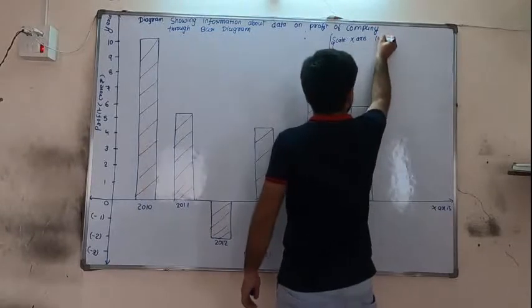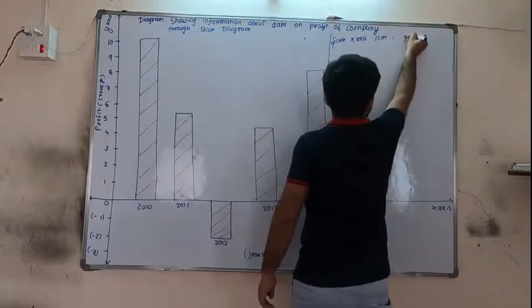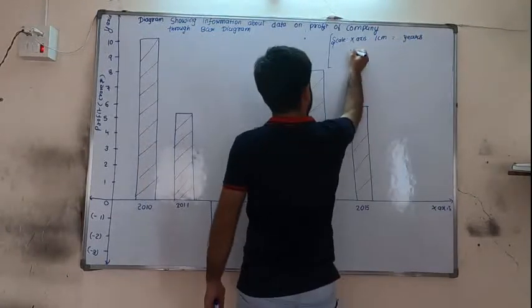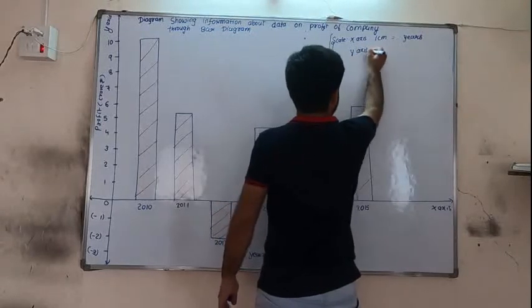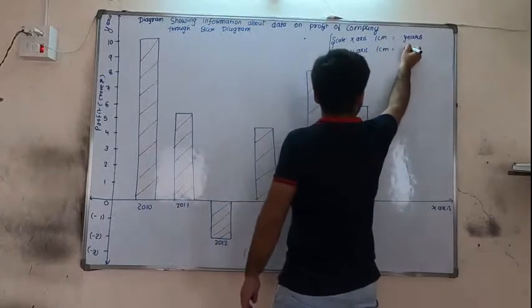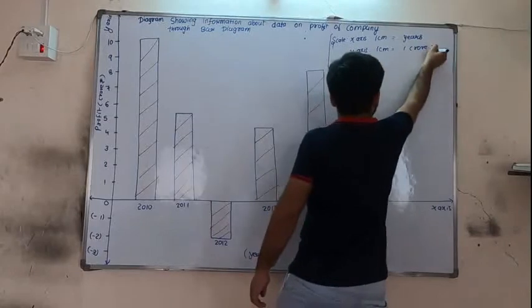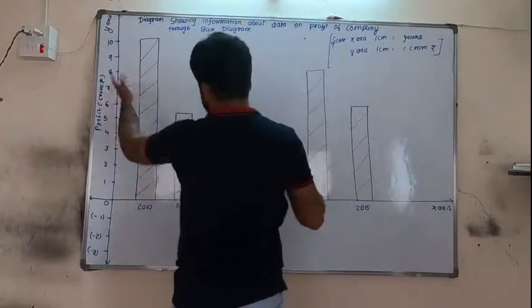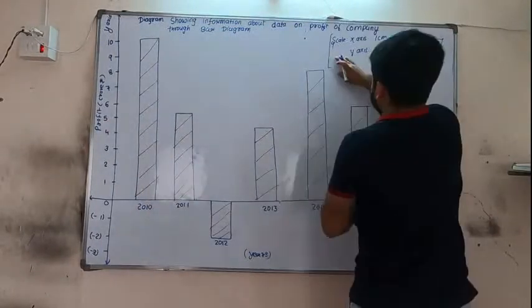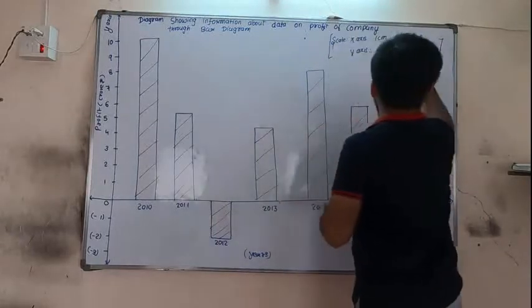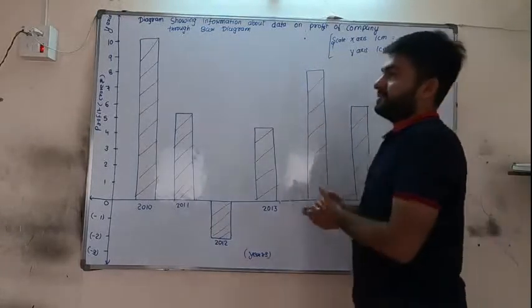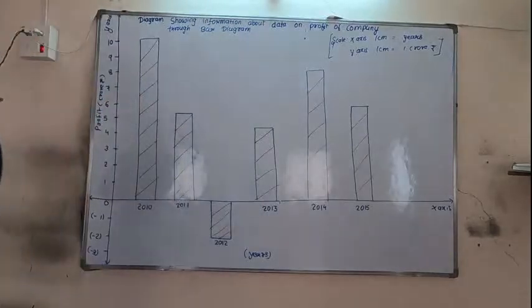X-axis: 1 centimeter equals 1 year. Y-axis: 1 centimeter equals 1 crore rupees. Why 1 crore? Here the profit is given in crores. So friends, our graph is ready.